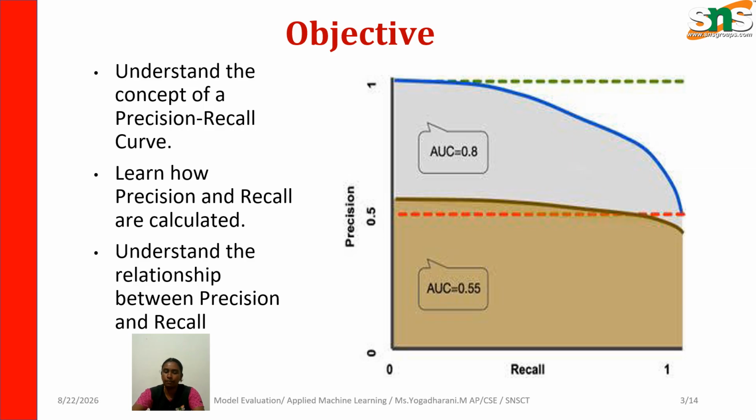False positive means the model predicts spam, but actually it is not spam. And false negative means the model predicts not spam, but actually it is spam.